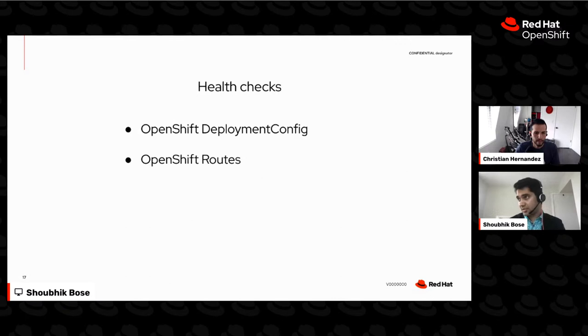The other interesting thing that we did is we have health checks for OpenShift deployment config and OpenShift routes. Use it and let me know if they're working to your needs. We'll be happy to improve them. It could be in one of the patch releases or in one of the minor or major releases. We are going to listen to feedback on this to ensure that we act on it.